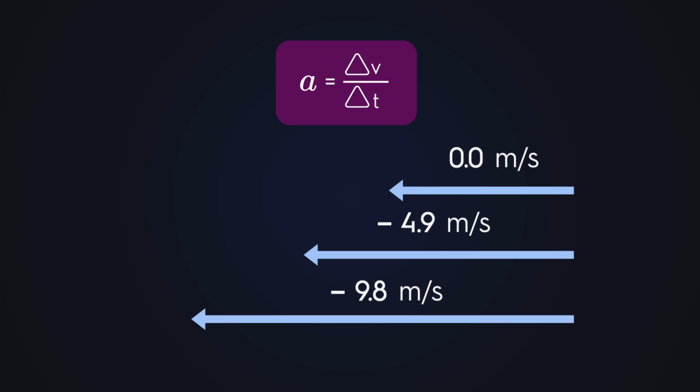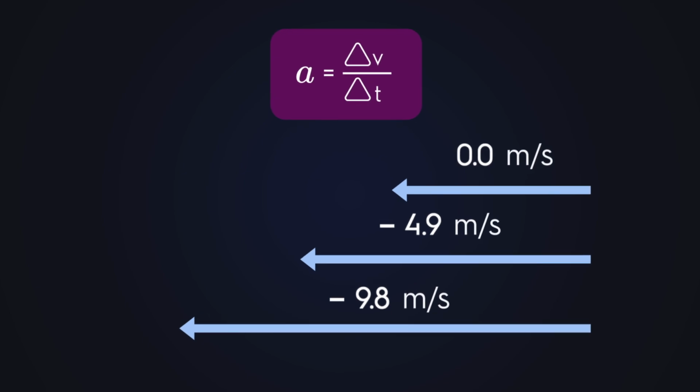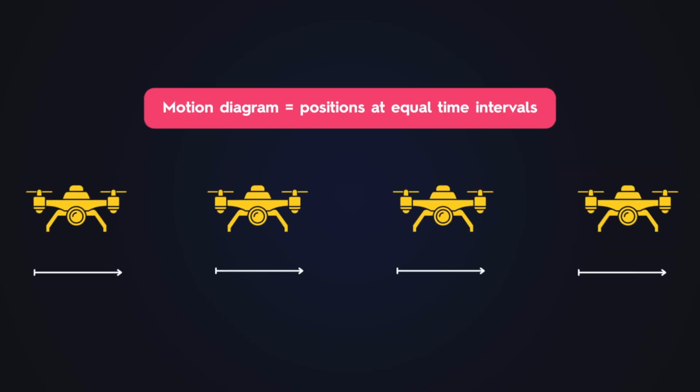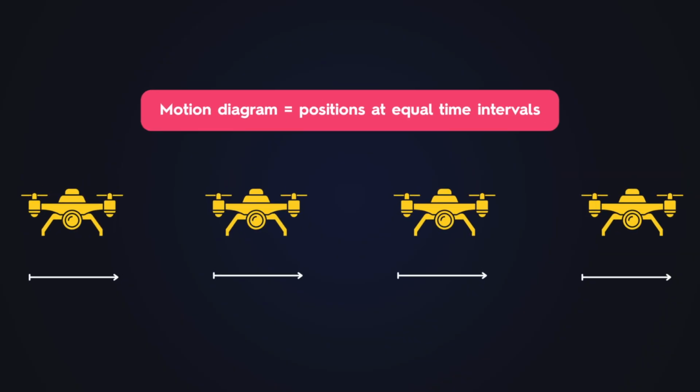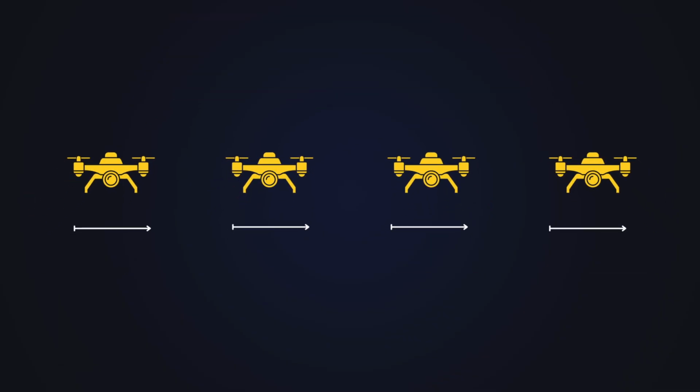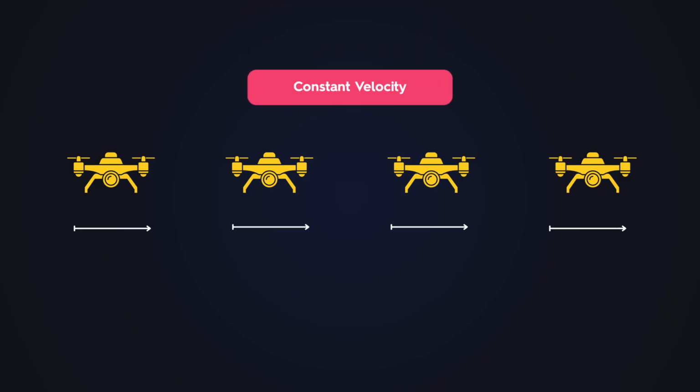To pull all of these ideas together, we use a visual tool. A motion diagram is a picture of positions taken at equal time intervals. The spacing between dots tells you about velocity, and how that spacing changes tells you about acceleration. When spacing between positions is the same for each tick, the object's velocity is constant. No speeding up, no slowing down.